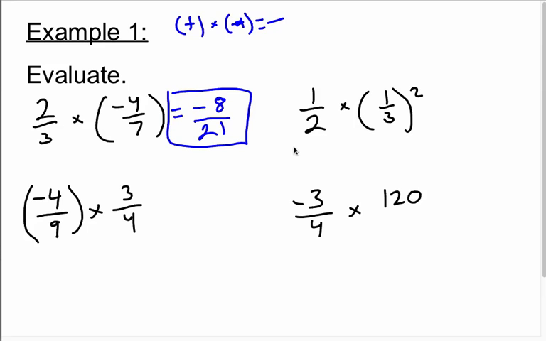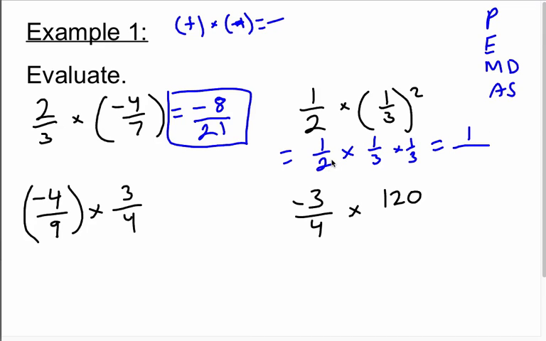So next we have half times a third squared, so we have to remember to follow the order of operations. Okay, PEMDAS. We have to do parentheses first, then exponents. So we have to do this exponent, and a third squared means a third times a third. So what we have is a half times a third times a third. In the numerator, we're going to have 1 times 1 times 1 is 1. In the denominator, 2 times 3 is 6 times 3 is 18. So that is simply 1/18.